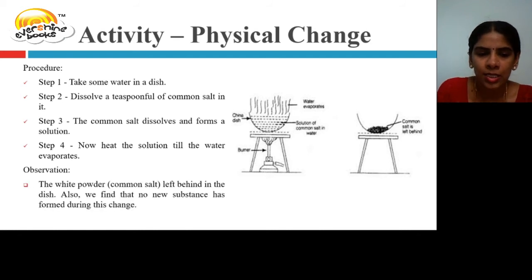What you will notice is that the white powder is left behind in the dish, though no new substance has been formed. It is the common salt which you dissolved in the water that is left behind. So this is an activity performed for understanding the physical change. Physical change takes place with no new substances formed.